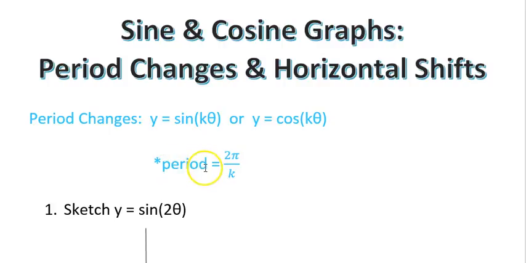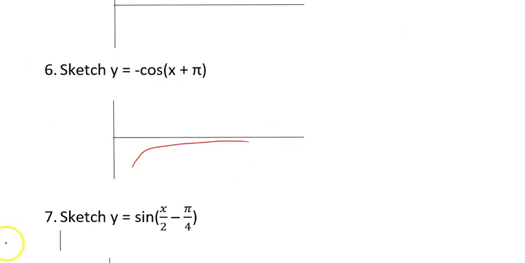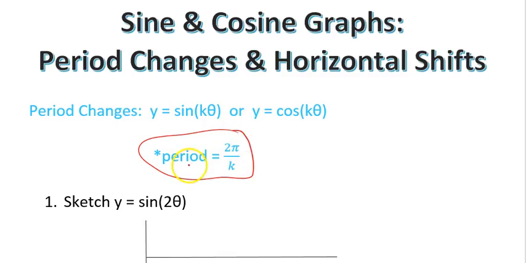Your new period, and you need this formula, so you may want to write it down, circle it, something. Your new formula, the period is going to equal 2 pi over that k. So 2 pi because that's the normal period for sine and cosine, and then you're dividing it by that number in front of theta. So depending on what that number is, you could have a smaller or larger period for your graph.